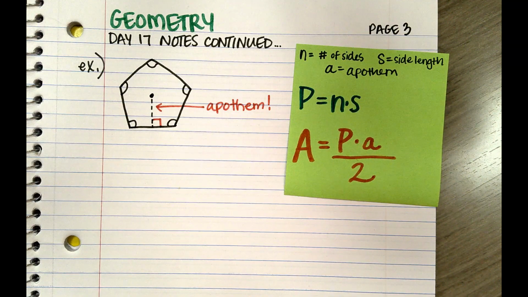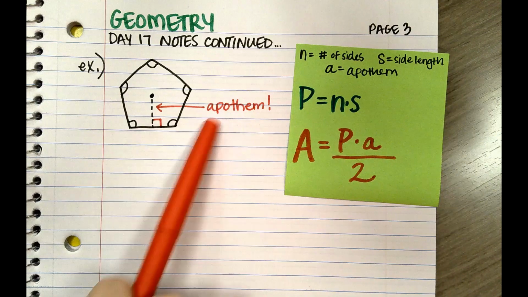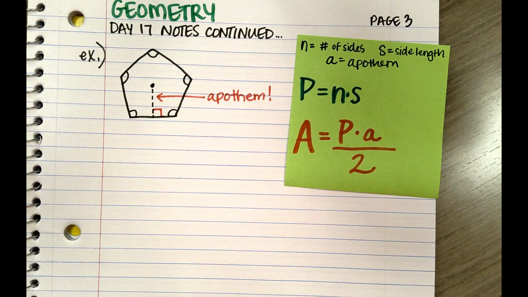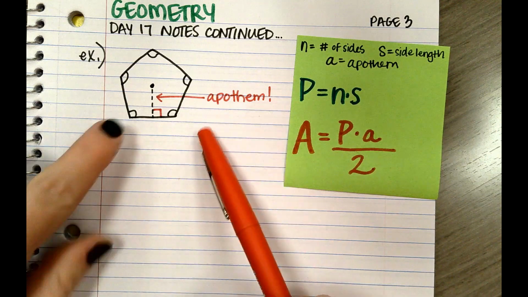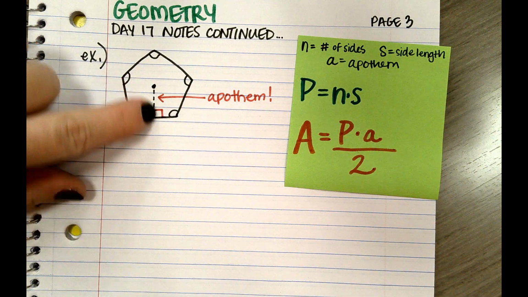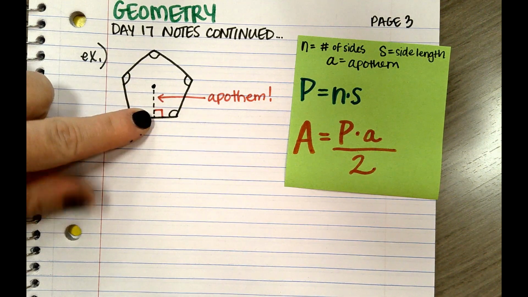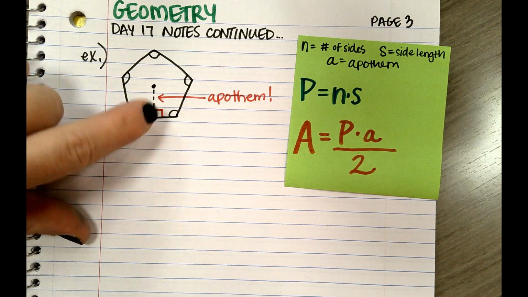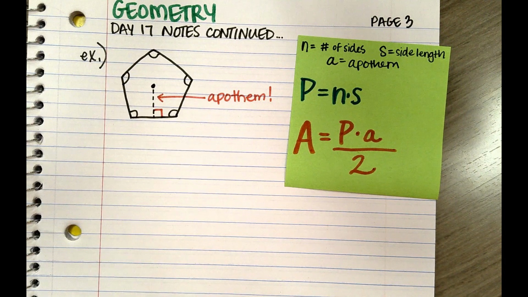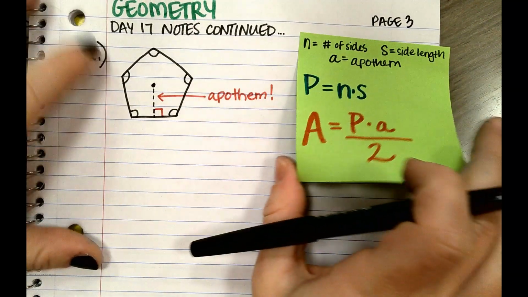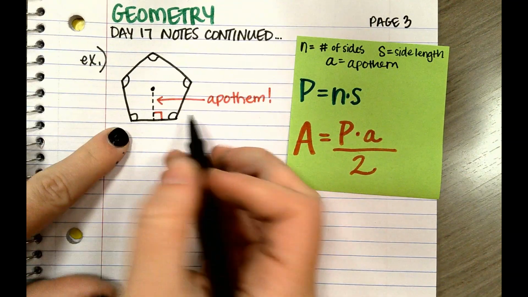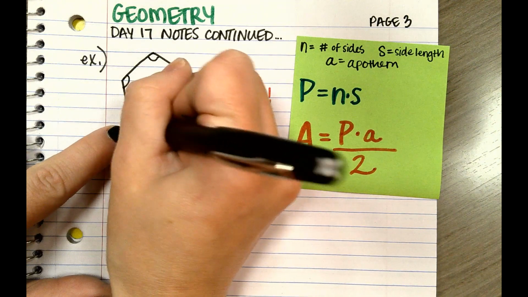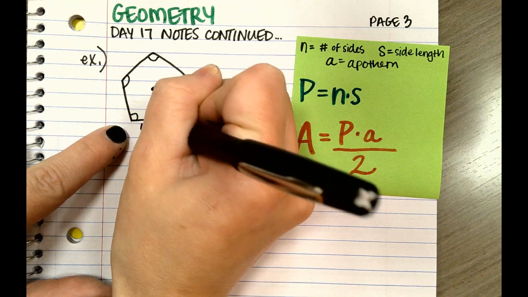So whenever you're solving problems like this, the apothem will be given to you. It might not be labeled as the apothem. You'll just need to recognize that the length that is inside of the shape that goes from the middle to one of the sides is the apothem. So, for example, we will say that one of the side lengths of this pentagon is 4.3 inches.